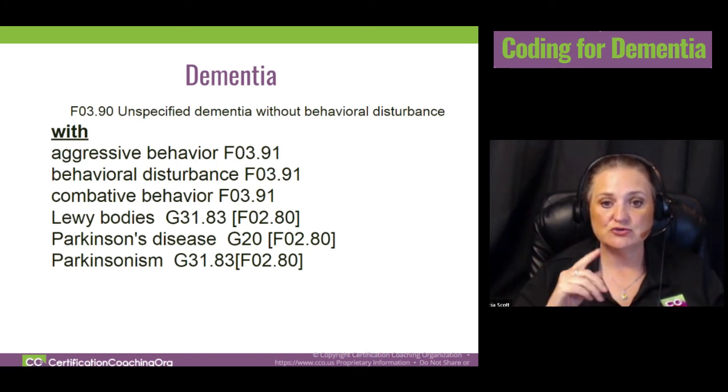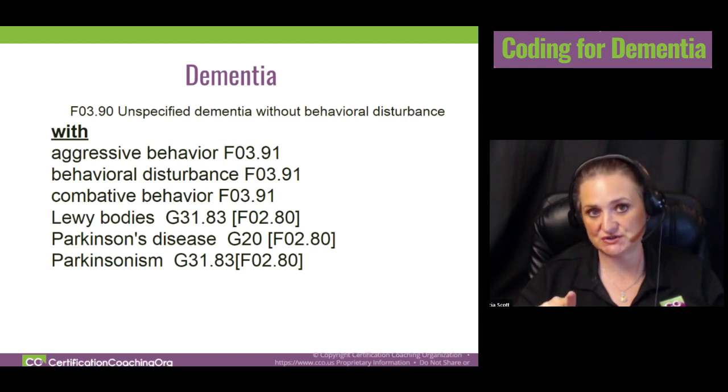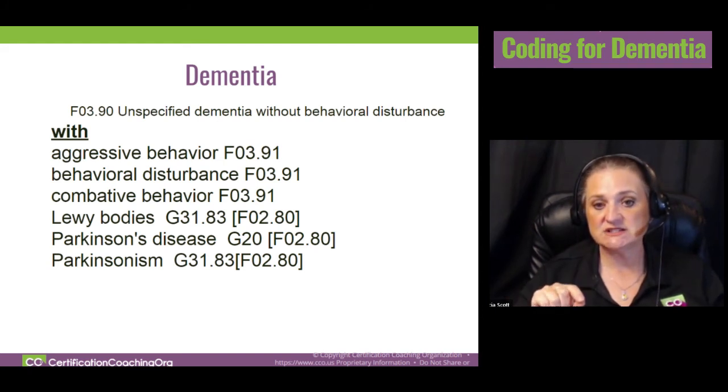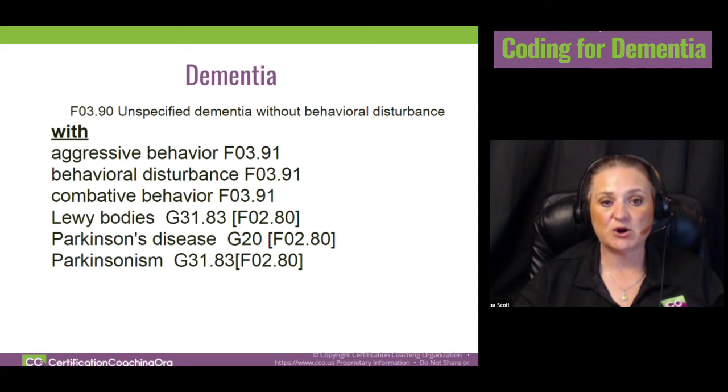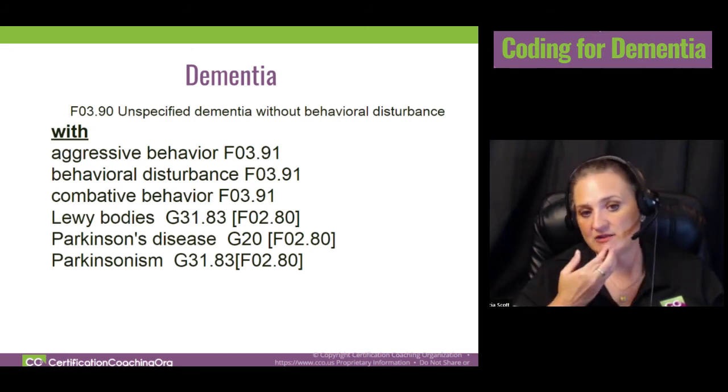Okay. So now we know about the behavioral issues, and then we have things like with Lewy bodies. Now, notice there's two codes associated with that. F02.80, but the code is G31.83. Parkinson's is G20. And that's Parkinson's disease. And Parkinsonism is G31.83. Okay.